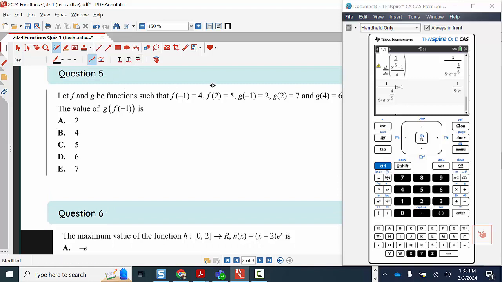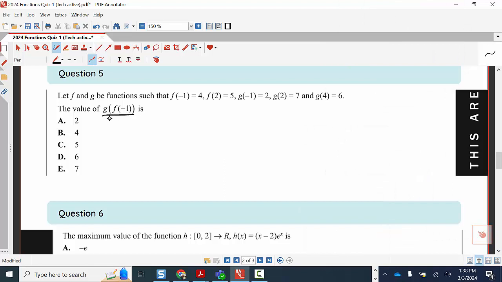Let f and g be functions such that this is the case, the value of that. So f of negative 1 is 4, so that's g of 4, and g of 4 is 6.